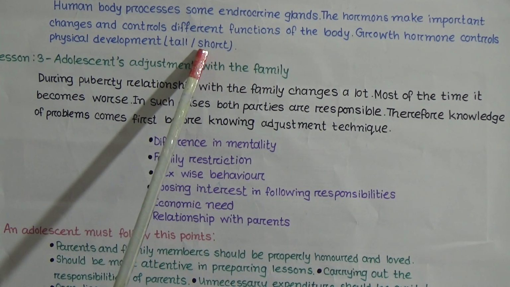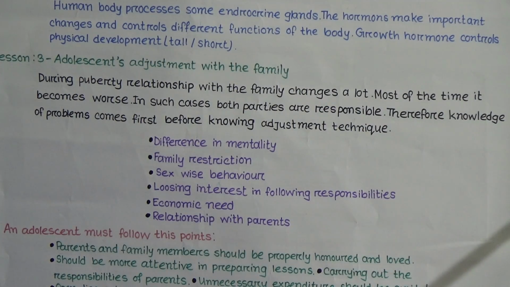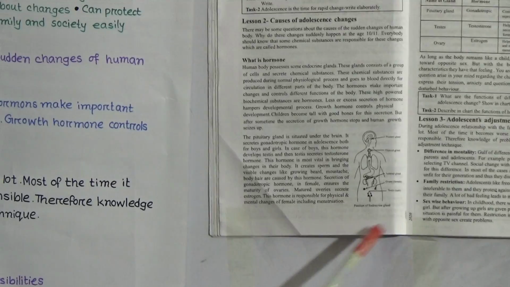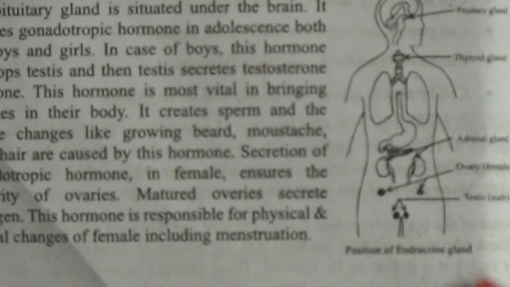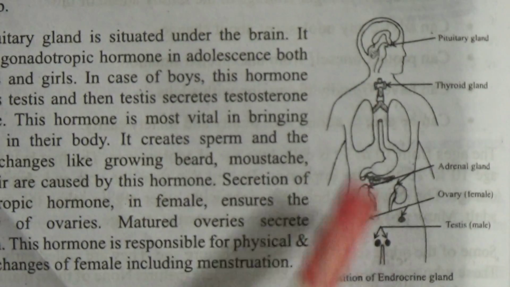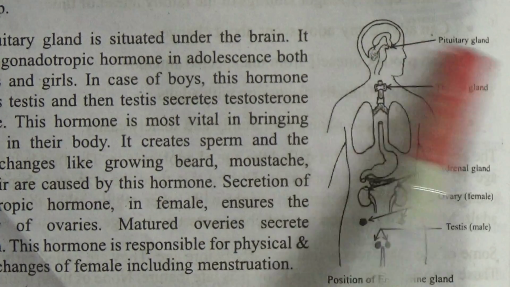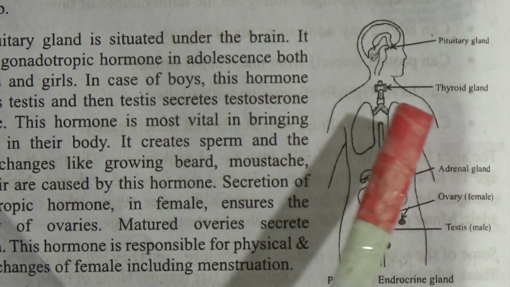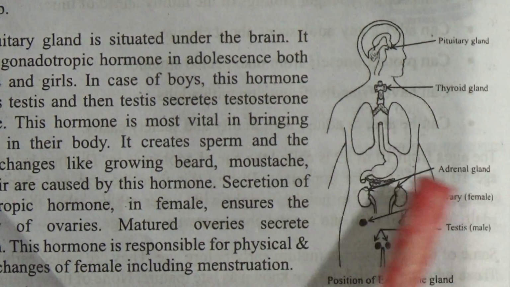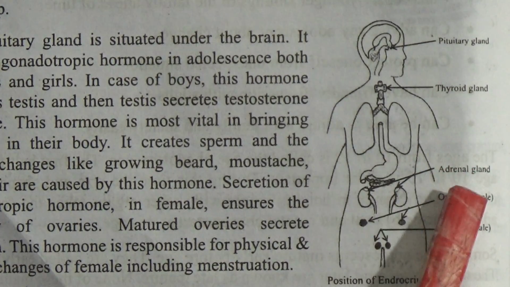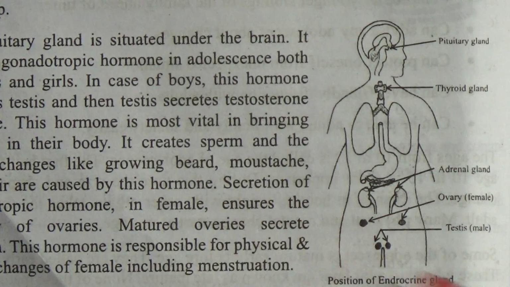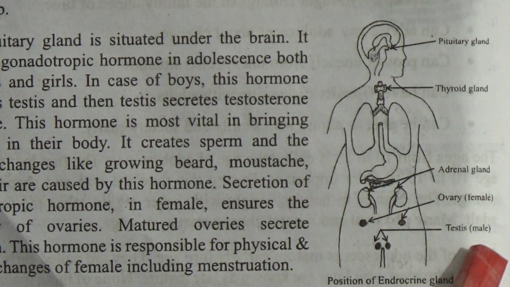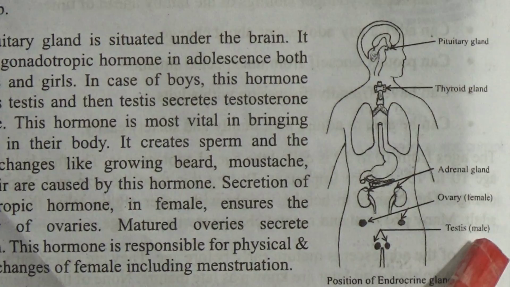And students, please open your book, page number 30. Here you can see a picture, the position of endocrine glands. You can see the human body, and look at the part here, this is the pituitary gland, and this one is the thyroid gland, and here we find the adrenal gland. This is the ovary, the female part, and this one is the testis, the male part. So this is the position of endocrine glands.